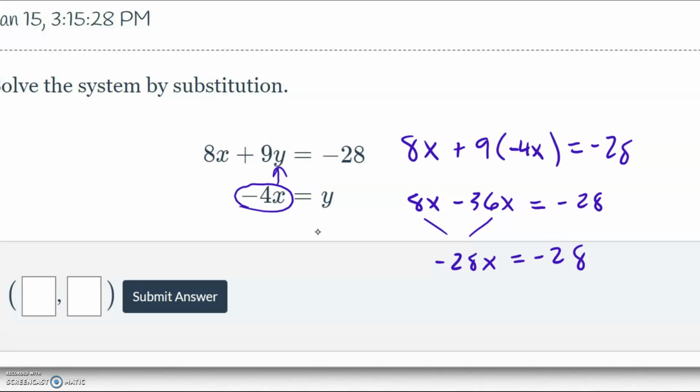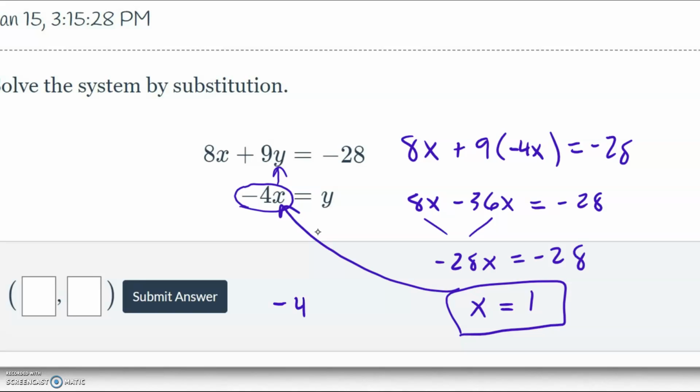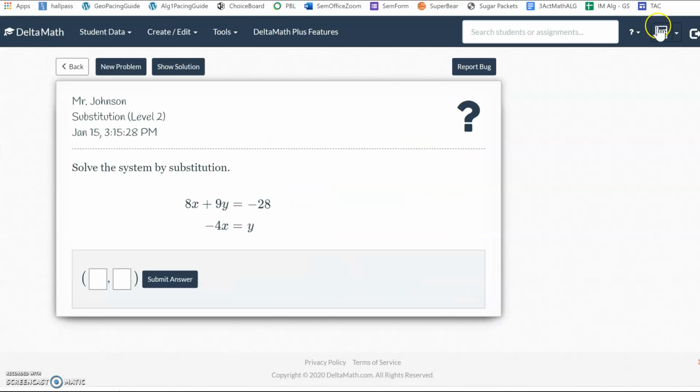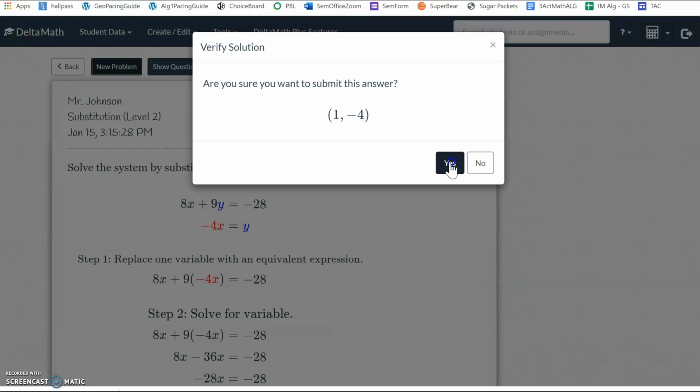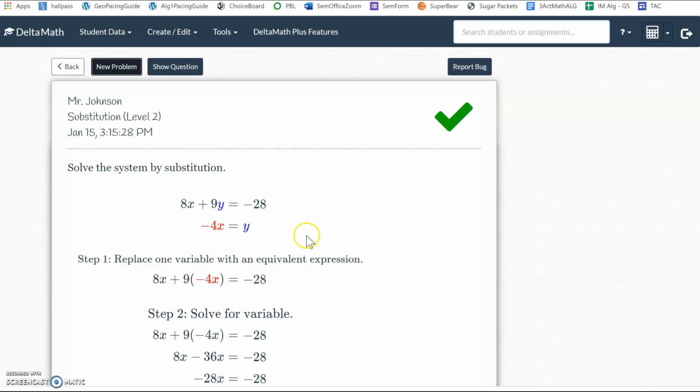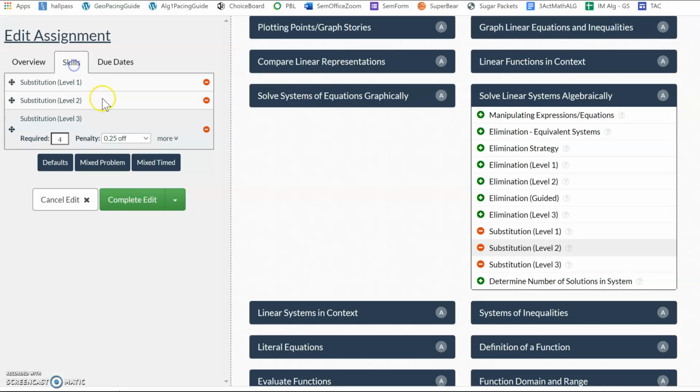Divide both sides by negative 28. And we're going to get positive 1. So 1's my x value. Now I need to figure out my y. I feel like it's easier to plug it into the bottom equation here. Negative 4 times 1 is negative 4. So negative 4 is my y. Okay, let's write that ordered pair in. And there we go. Okay, that's the second type. Let's do 1 of the third.